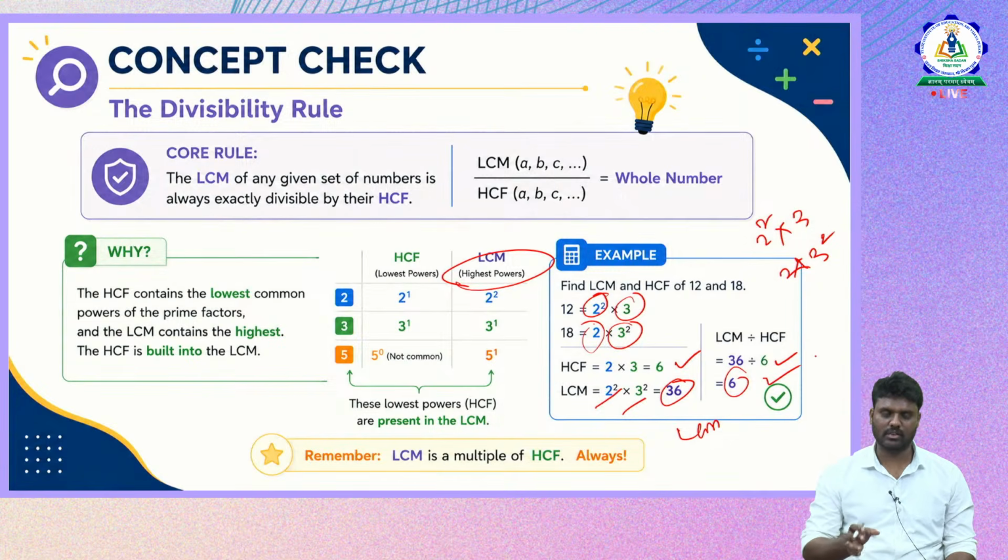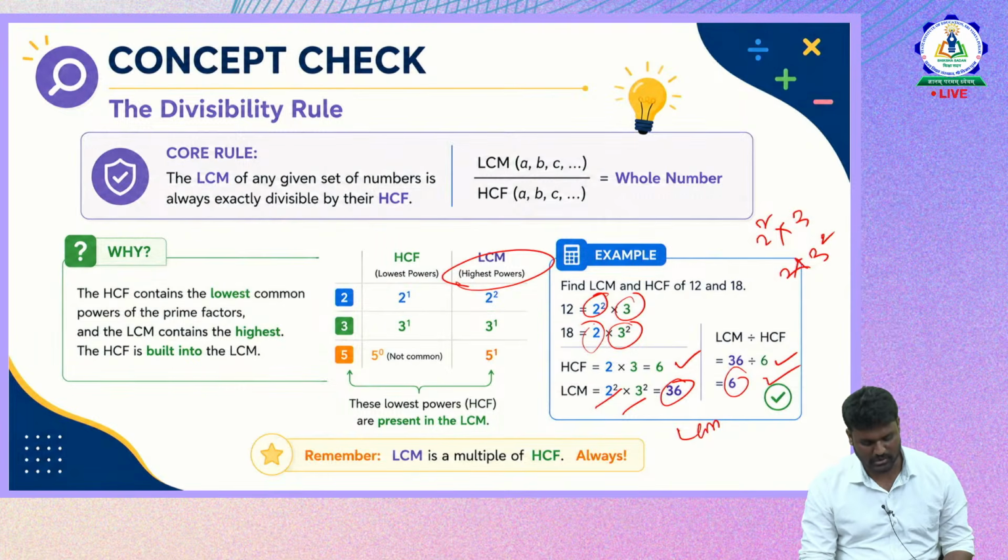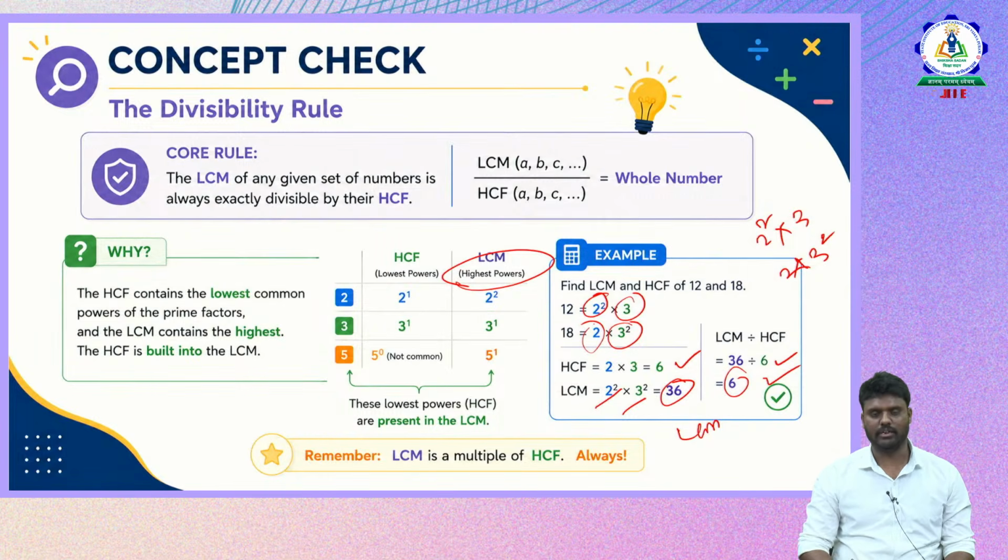Okay, so this is the rule they apply in order to identify the LCM and HCF. The core formula is that the LCM of any given set of numbers is always exactly divisible by their HCF. For example, take 12 and 18. The LCM you identify is always divisible by the HCF you identify. That is the rule they operate on.